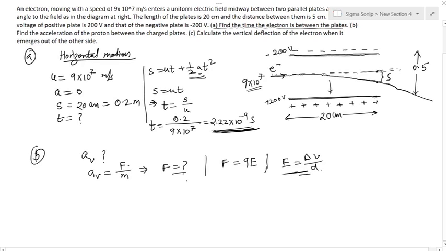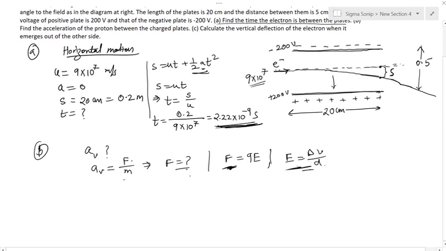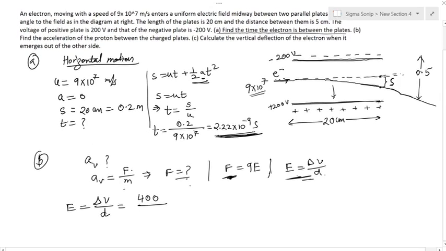Once we have electric field intensity between the plates, we would be able to find the force on the electron, and then divide. Once we have the force on the electron, we'll be able to find the acceleration. All right, so let's first find E. Now delta V is the voltage difference between two plates. So positive plate is at plus 200, negative plate is minus 200. So the voltage difference between the two plates is 400. And D, we have D given here.